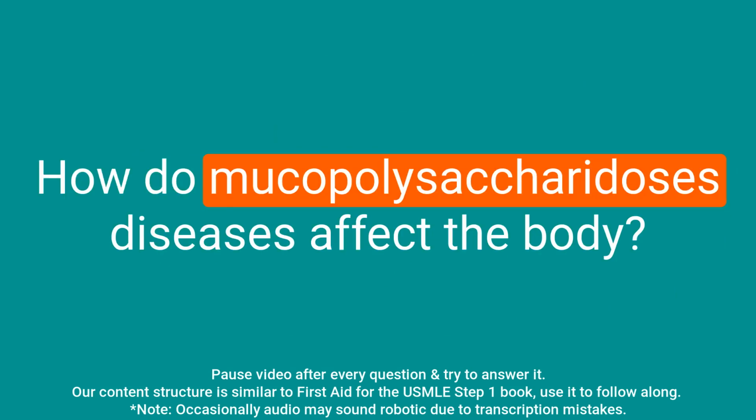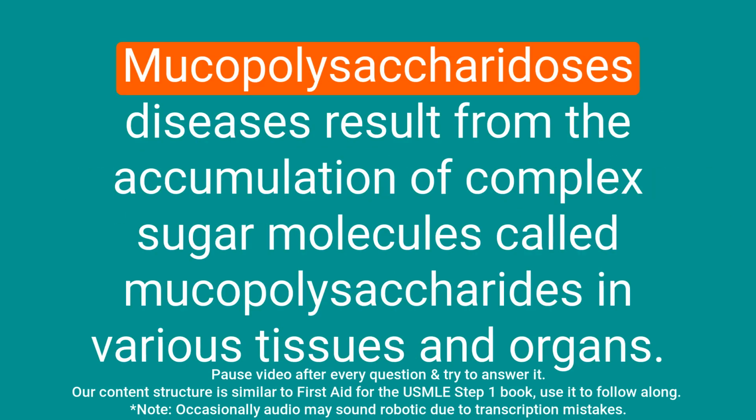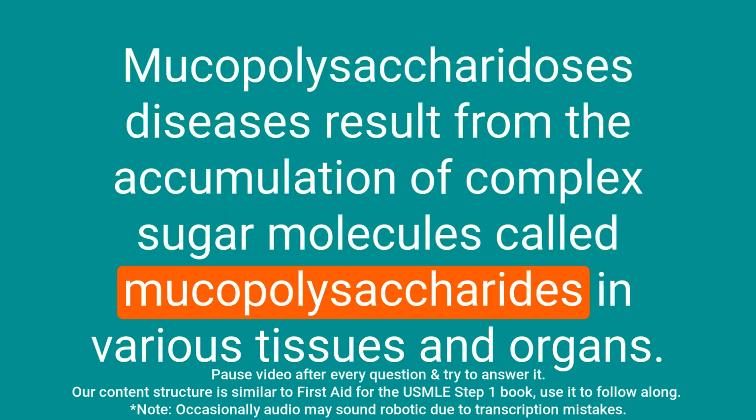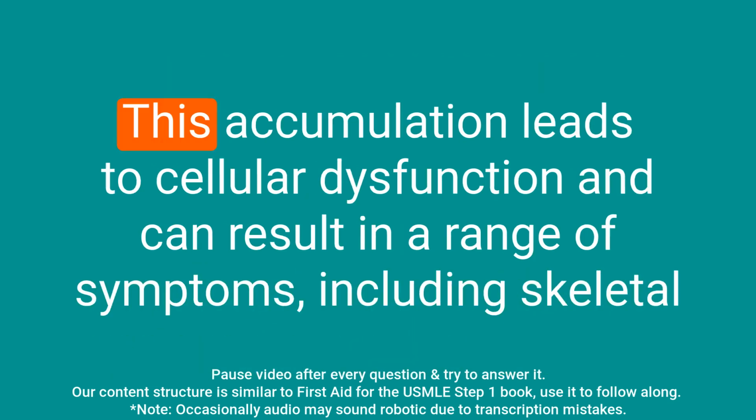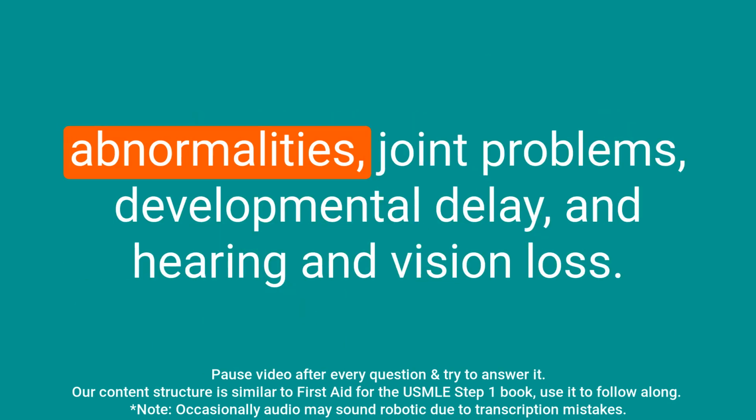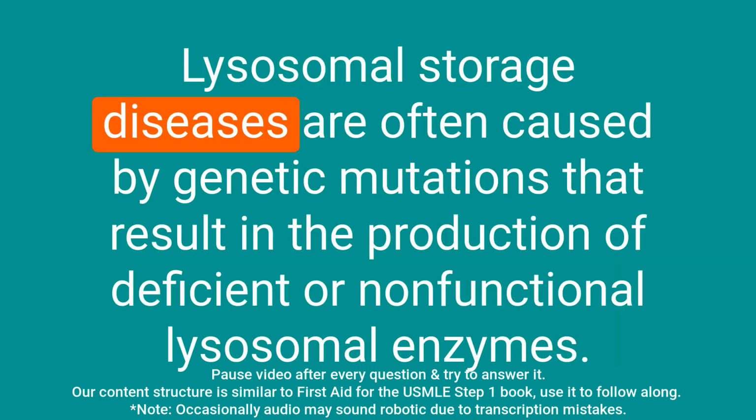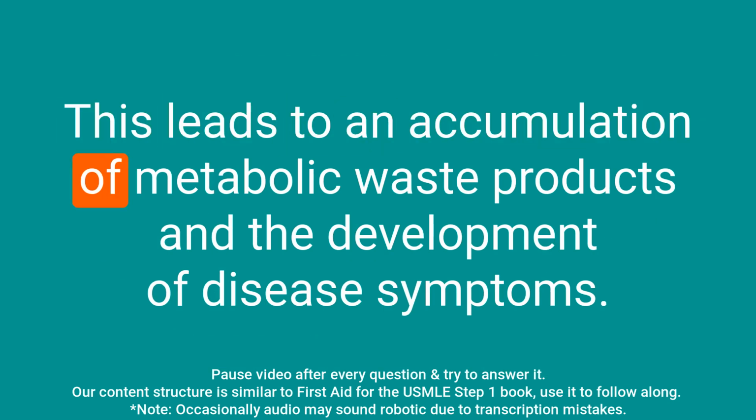Question: How do Mucopolysaccharidoses diseases affect the body? Answer: Mucopolysaccharidosis diseases result from the accumulation of complex sugar molecules called mucopolysaccharides in various tissues and organs. This accumulation leads to cellular dysfunction and can result in a range of symptoms, including skeletal abnormalities, joint problems, developmental delay, and hearing and vision loss. Question: What is the relationship between lysosomal storage diseases and genetics? Answer: Lysosomal storage diseases are often caused by genetic mutations that result in the production of deficient or non-functional lysosomal enzymes. This leads to an accumulation of metabolic waste products and the development of disease symptoms.